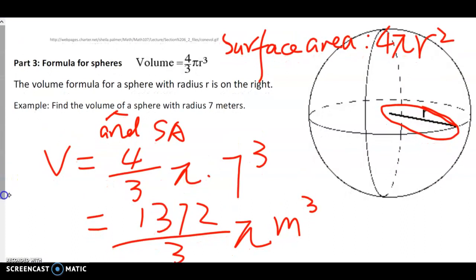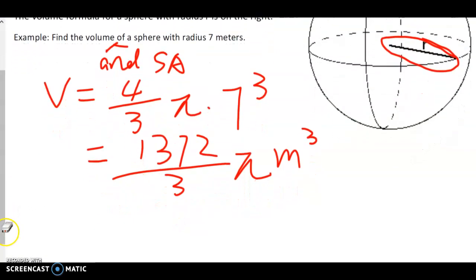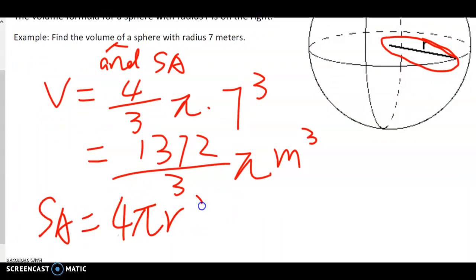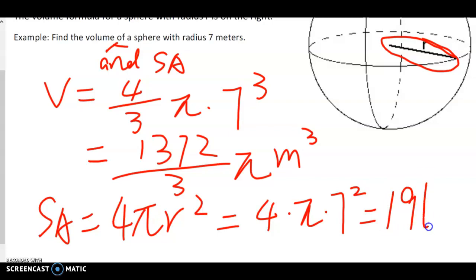And then we will find the surface area. So the surface area A equals 4 pi r squared. That will equal 4 times pi times 7 squared. So the answer will be 196 pi meters squared. Okay, so for the sphere here, we need to find both surface area and volume. Okay, let's see another example.